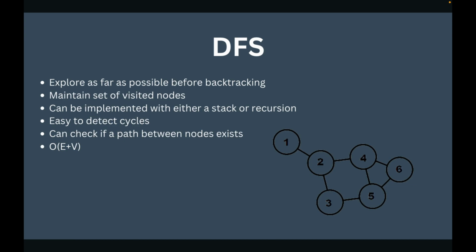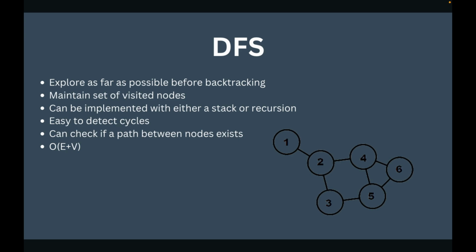So the first algorithm we're going through is DFS, which stands for depth first search. This is probably the most basic way you can traverse a graph. Essentially, it explores as far as possible in one direction before reaching a dead end, and then it backtracks. And usually you maintain a set of nodes you've already visited, so you don't accidentally go to the same node twice and get into an infinite loop.